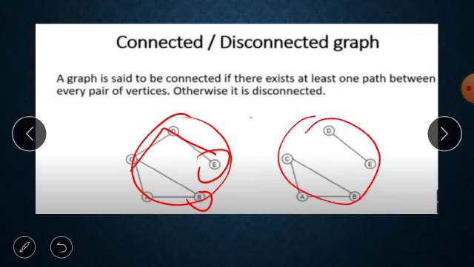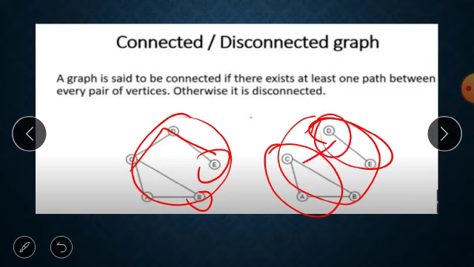But in this graph, this is one unique graph and this is another unique graph. We can't visit vertex D because there is no path between C and D. So this is the disconnected graph.